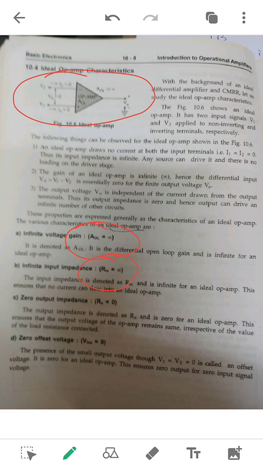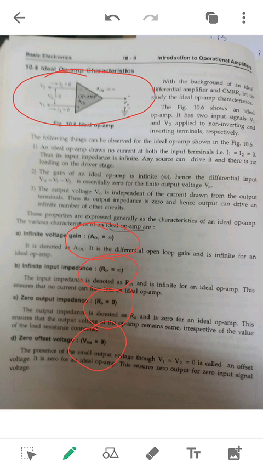Zero output impedance here. So the output impedance is denoted as R0. O means output, in means input. So zero output impedance means the output impedance is zero, denoted as R0 for an ideal operational amplifier. So this R0 equal to 0 means the output voltage of the op-amp remains the same irrespective of the value of load resistance connected. Zero offset voltage, that is here VIOS, that is also equal to 0.